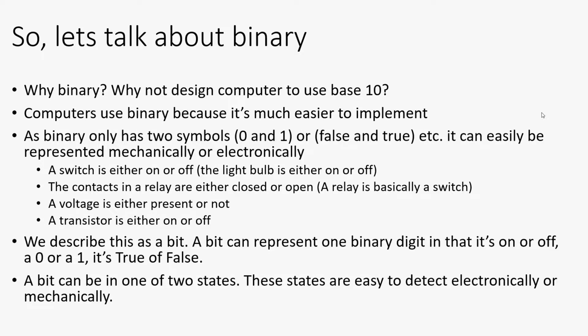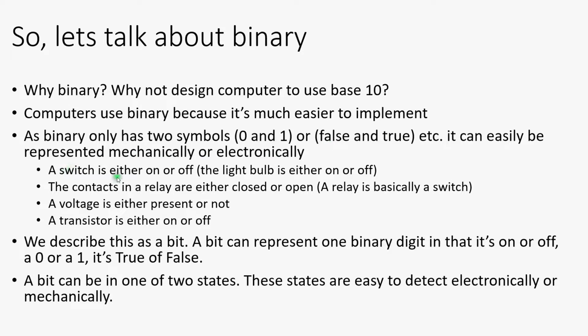So with some of that background out of the way, let's move the conversation to binary. Why binary? Why not design a computer to use base 10? After all, that's how we think. Computers use binary because it's much easier to actually implement. Mechanically, electronically, however you're going to represent it, it's much easier to represent an on or off state. Binary only has two symbols. You hear 0 and 1 or false and true. It represents two different states of something, and that's mechanically, electronically easy to represent.